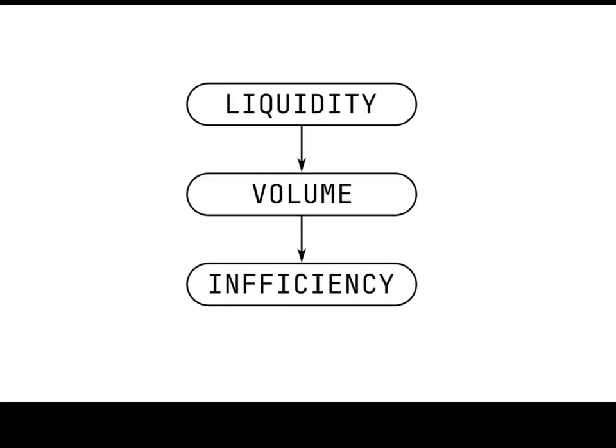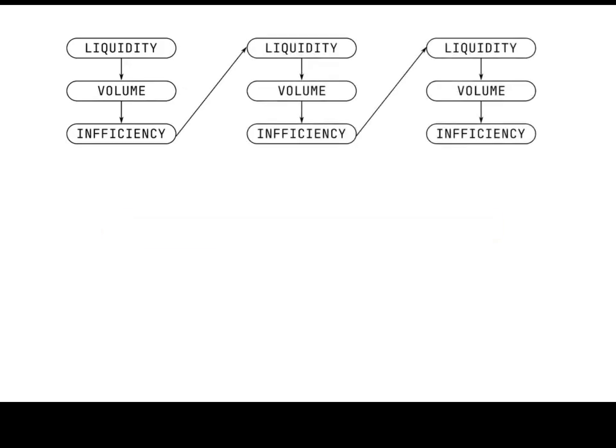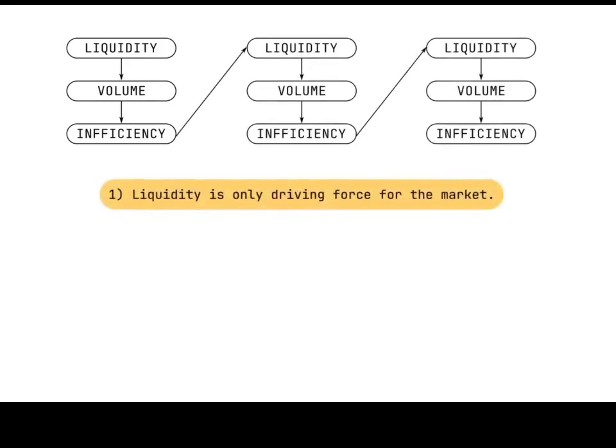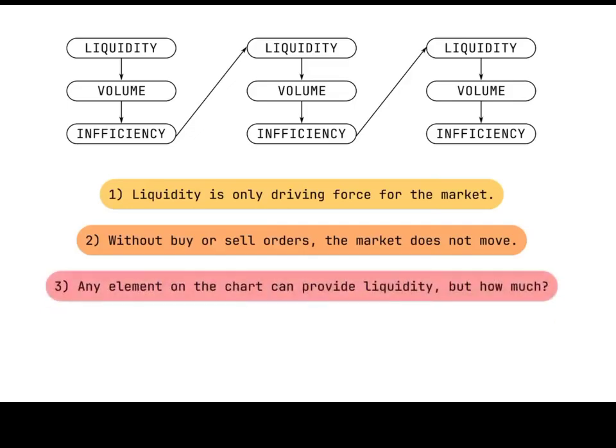It is based on 3 main elements: liquidity, volume, and inefficiency. Any movement can be described using just these 3 concepts. At the top of this chain is liquidity, which is the sole driver of the market. Without liquidity, that is, without buy or sell orders, the market simply would not move. It is important to understand that any element on the chart can provide liquidity, but the question is in the quantity.